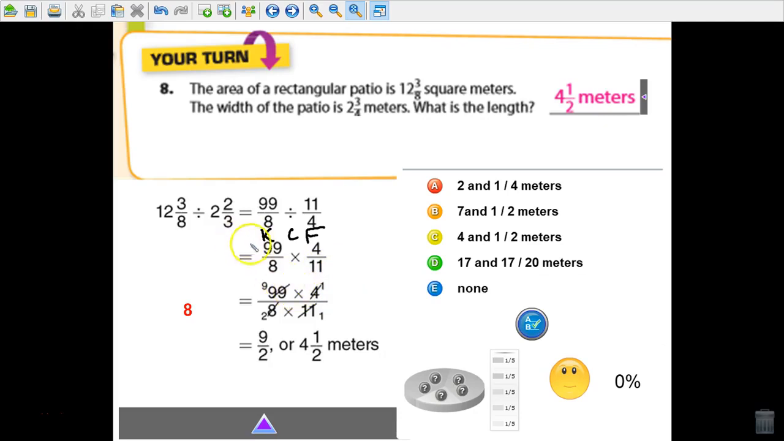Okay? Now we cross simplify. 11 is the GCF, so 11 divided by 11 is 1. 99 divided by 11 is 9. 4 and 8 have a GCF of 4. So 4 divided by 4 is 1. 8 divided by 4 is 2. So 9 times 1 is 9. 2 times 1 is 2. That is our answer, but it changes into 4 1/2. Oops, but 4 1/2, like we see over here. Okay? Giddy up.